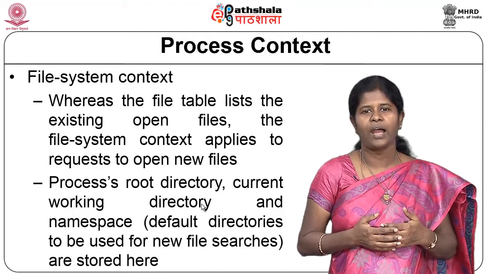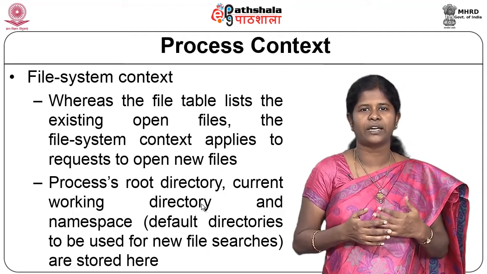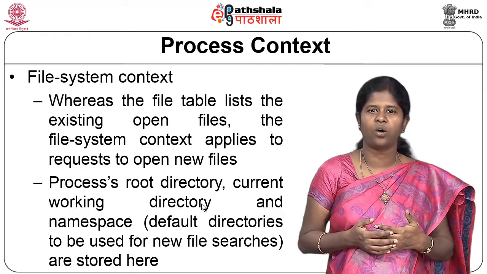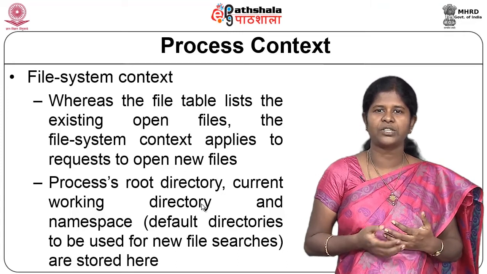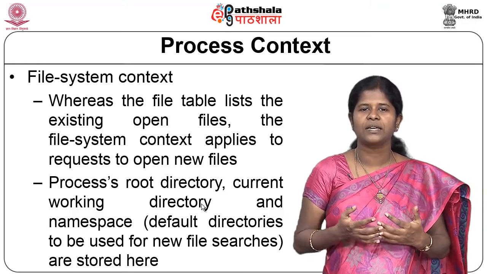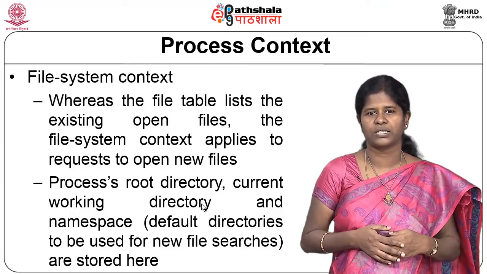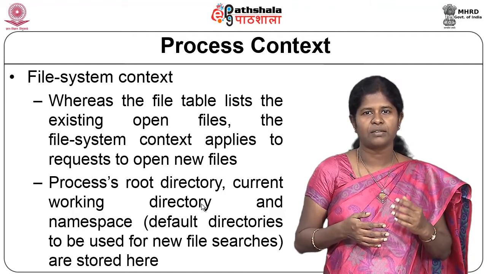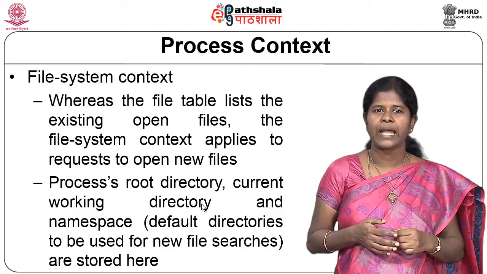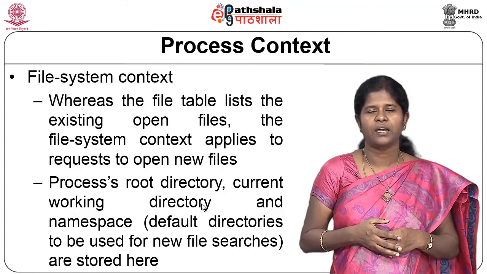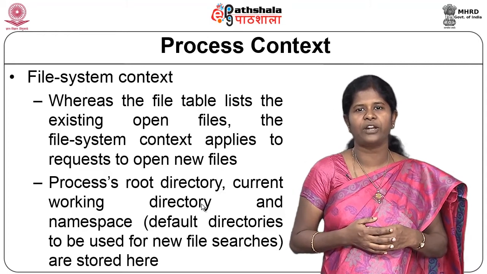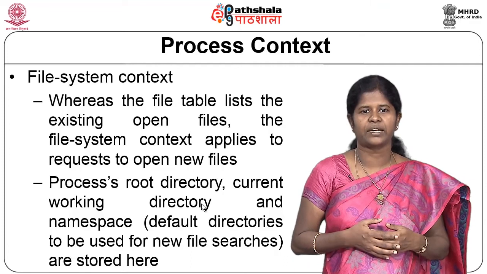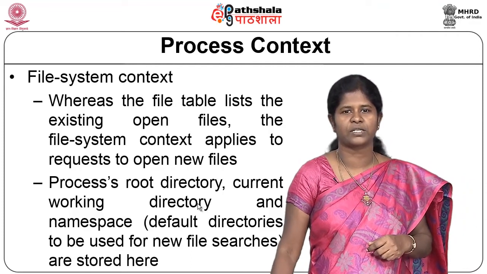The file system context applies to requests to open new files. A process has a current root directory, a current working directory, and a namespace all of its own, and all this information about the process is stored in this file system context. So, the current root directory is specific to a particular process and is stored in the file system context. It can also have information about the default directories to be used for new file searches, say the current working directory. All these are stored in this file system context.